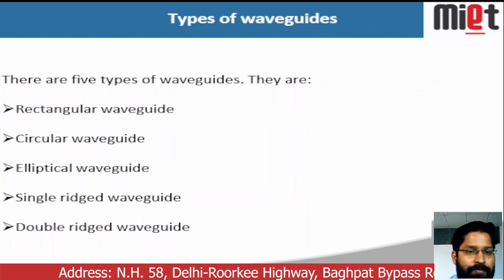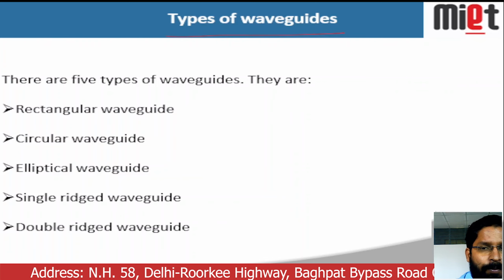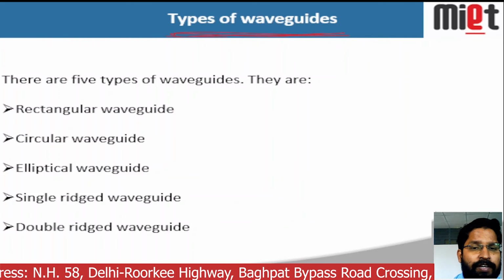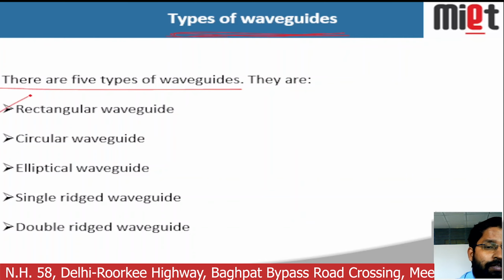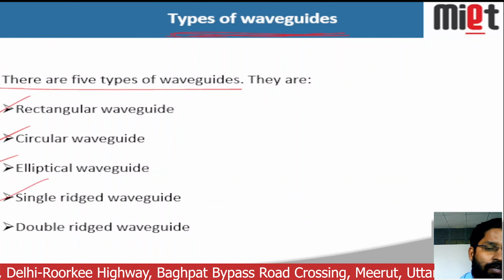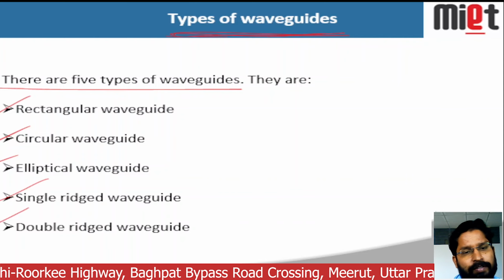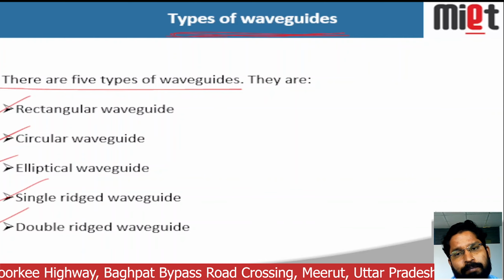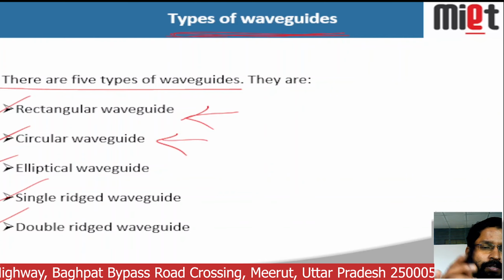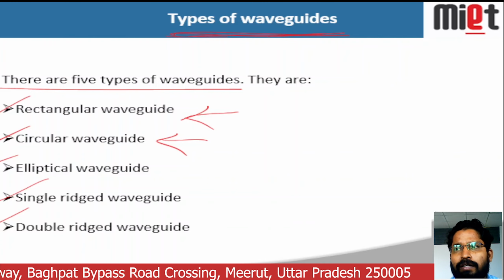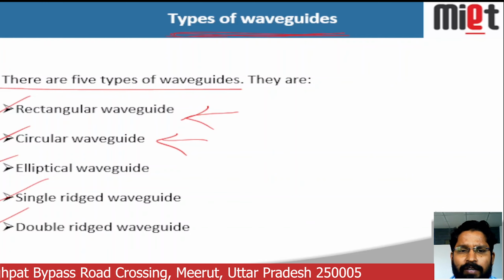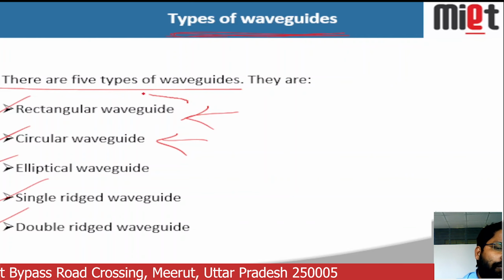Types of waveguide. There are basically 5 types of waveguide: rectangular waveguide, circular waveguide, elliptical waveguide, single ridged waveguide, and double ridged waveguide. Mostly we use a rectangular waveguide, then after that the circular waveguide. In the microwave lab, you can see the microwave test bench, and on the microwave test bench we use a rectangular waveguide.